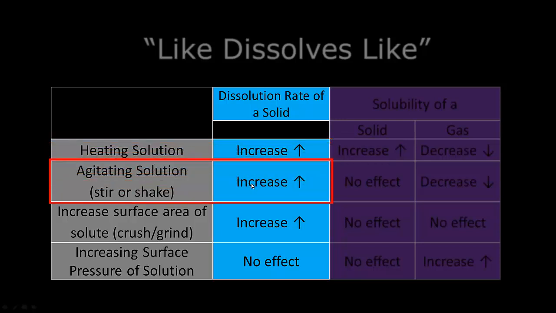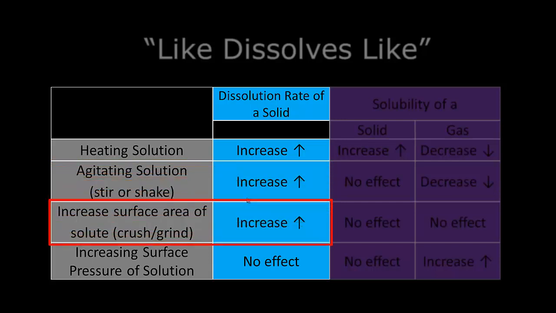If you agitate it, that also increases the dissolution rate. You can stir your tea when you add sugar in it, and it will dissolve faster. Or you can stir the water in your Kool-Aid mix, and it'll dissolve faster. Or if you add one of those drink mixes into a bottle of water, you typically put the bottle cap back on and shake it.